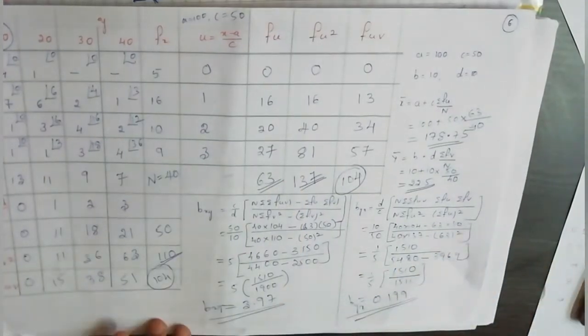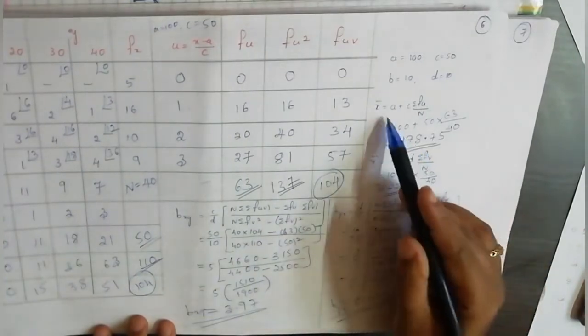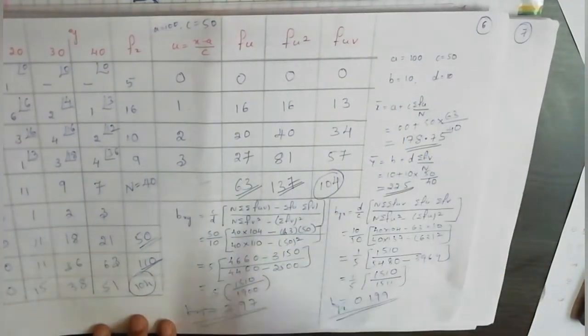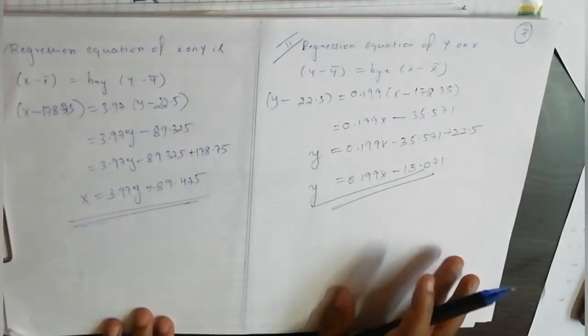Clear now students? So first we have to complete this table. You have to obtain the required totals, everything. Then we need to find x bar, y bar, bxy, byx. Then the equation we need to find. Okay, this is the second sum.